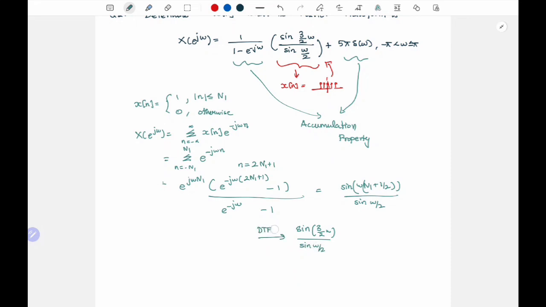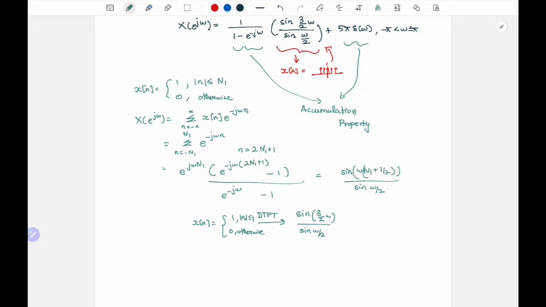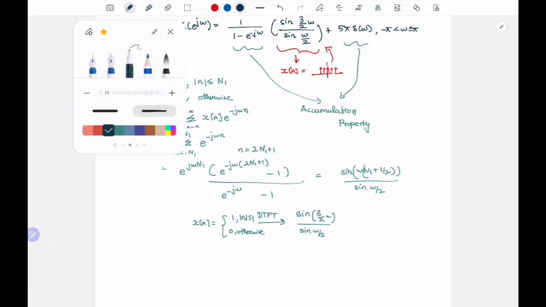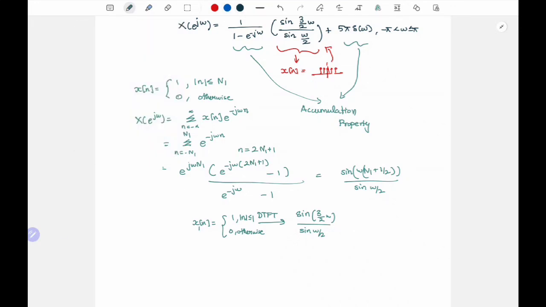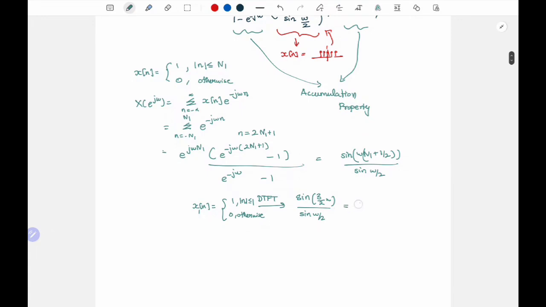So your DTFT. So your n1 is nothing but 1 here. So your x[n] is equal to 1 for |n| less than or equal to 1, 0 otherwise. So let's call this x1[n], and this is X1(e^{jω}).